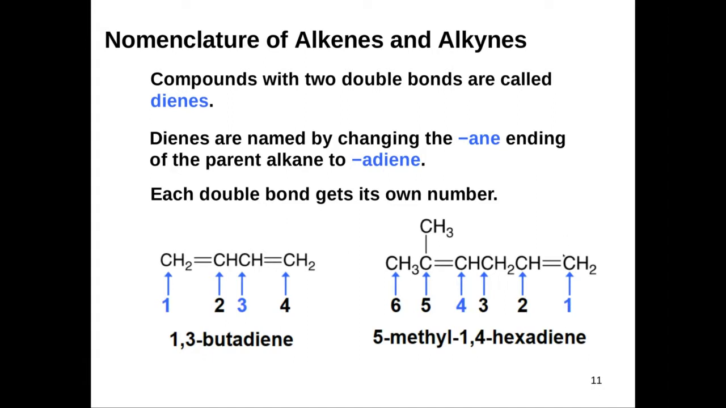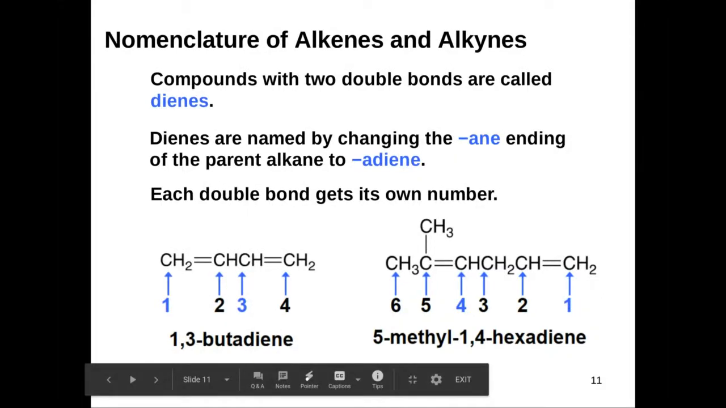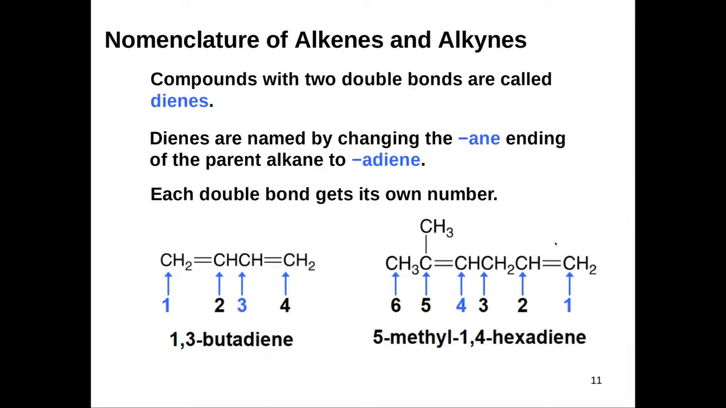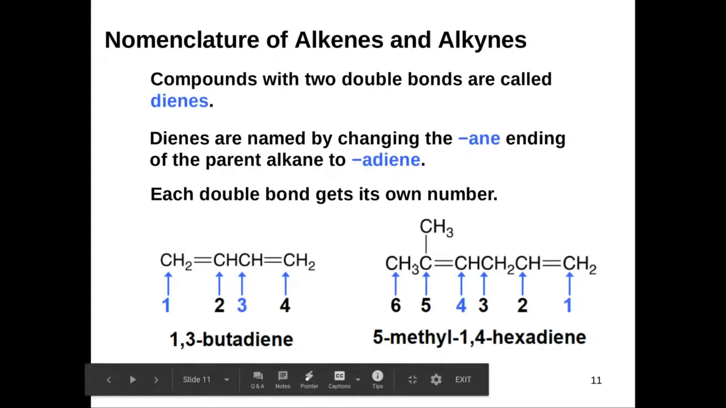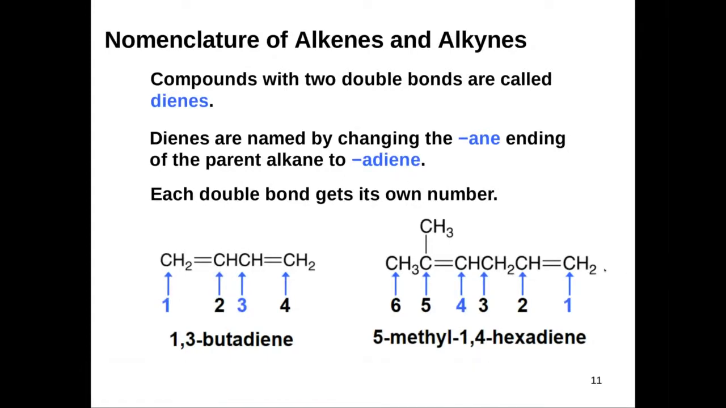The largest carbon chain, 1, 2, 3, 4, 5, 6. So it's got to be hex. I see I have 2 double bonds, so I have to add diene to hex. So I have hexadiene, and I have to start numbering. So 1, 2, 3, 4, 5, 6. That's great. If I went the other way, that would put my lowest number at actually 2. So remember, I have to go this way because my lowest number has to be the first double bond, or one of my lowest numbers needs to be that first bond. So in this case, I have a double bond at 1, and I have a double bond at 4.